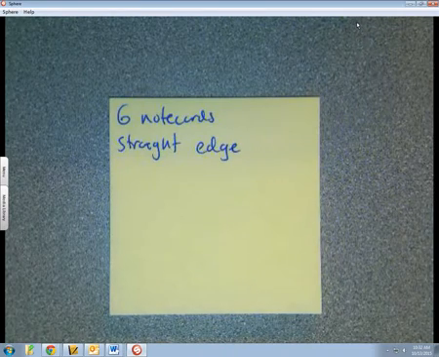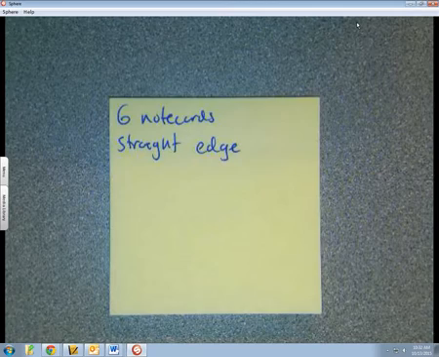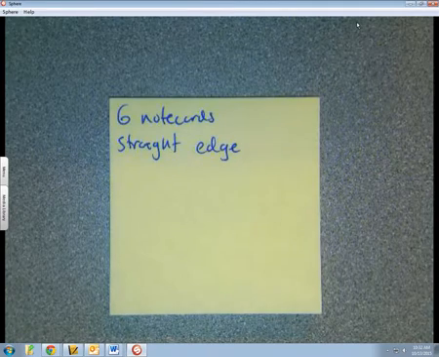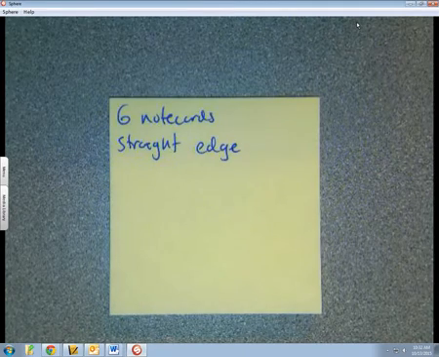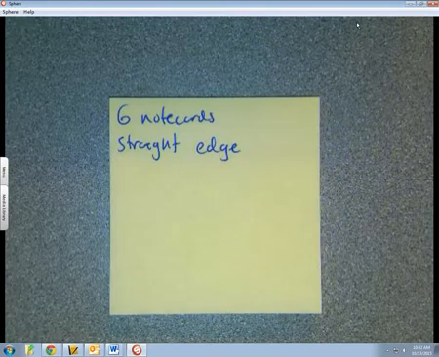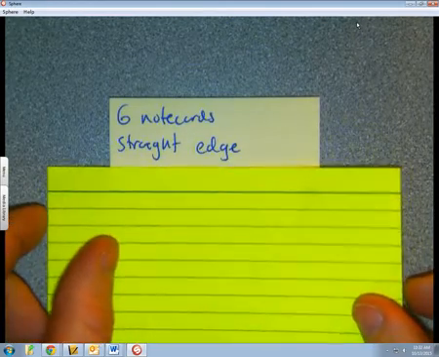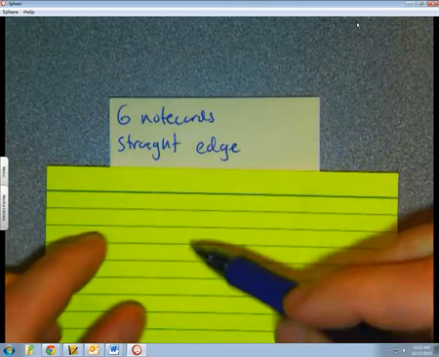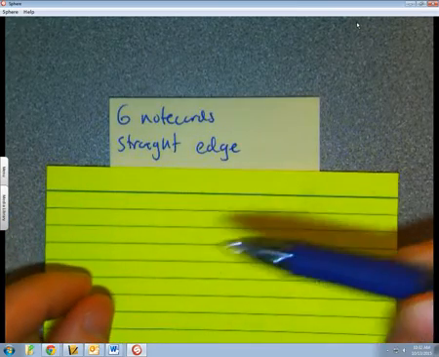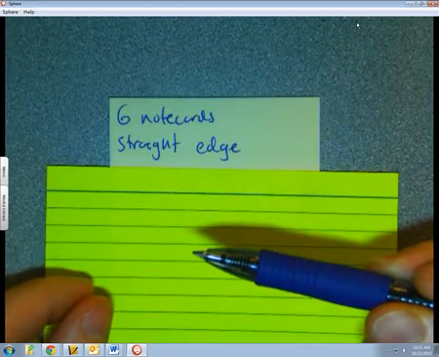And today, in 2015, is the Friday before the Michigan State game. So in honor of the proper school, we'll be using a yellow note card with a blue pen. Alright, so you can do the math on that.